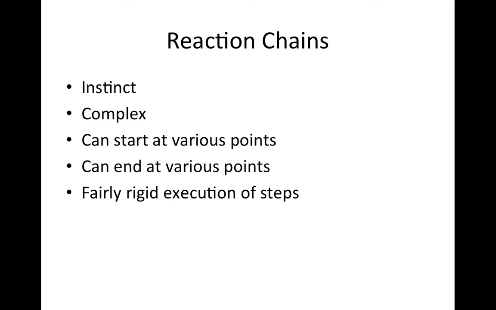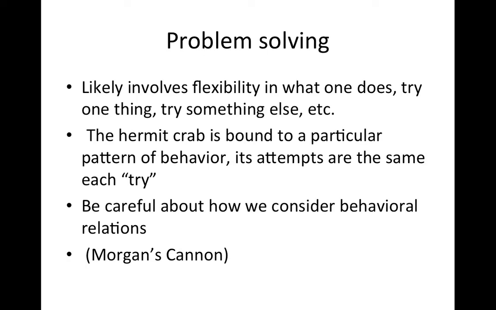Reaction chains are instinctual, they're complex. However, they can start at various points and they can end at various points. But there's a rigid execution of steps. So the classic reaction chain described in your book was the hermit crab seeking out a shell. He can start that reaction chain at a particular point, and it can end at a particular point, but the steps along the way are very rigid.